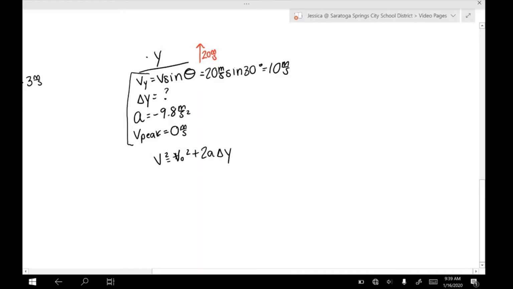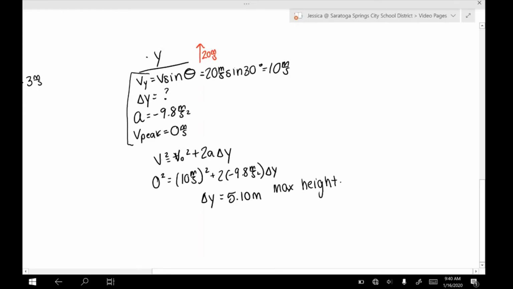So I'm using v peak as a v0 since my maximum height occurs at the peak. So 0 squared equals 10 meters a second squared plus 2 times negative 9.8 times delta y. That ends up giving me a change in height of 5.10 meters. That's a change in height. Wow. Right. So that's my maximum height.